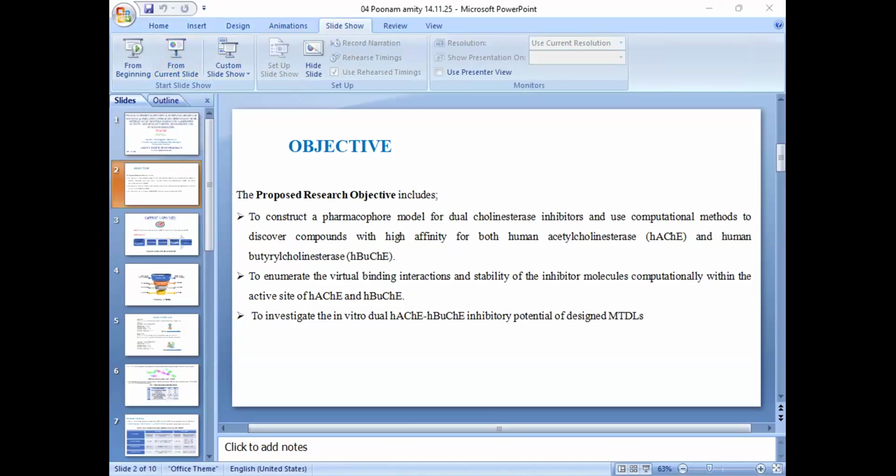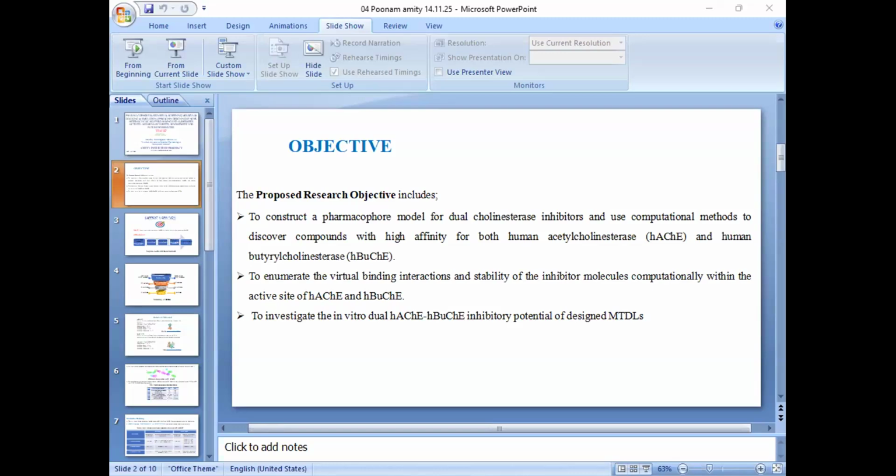So, the research objective is we are trying to construct a pharmacophore model having dual cholinesterase inhibitor activity, that is for both enzymes, acetylcholinesterase as well as butyrylcholinesterase. So we are looking for a compound which will act on both of these targets, and we will look into the virtual binding interactions and stability of these inhibitor molecules computationally, and we'll also look into the in vitro activity of these dual acetylcholinesterase as well as butyrylcholinesterase ligands, which we will obtain later on.